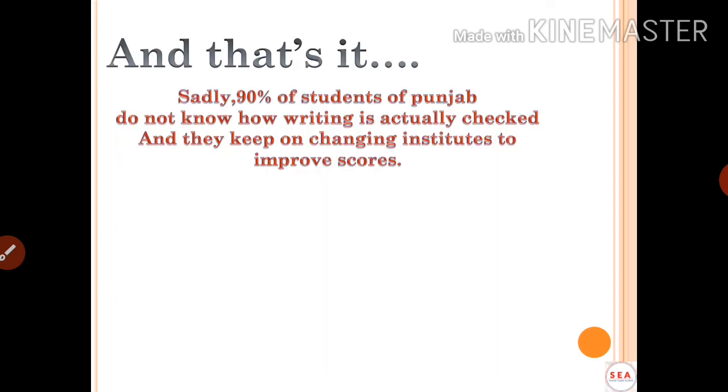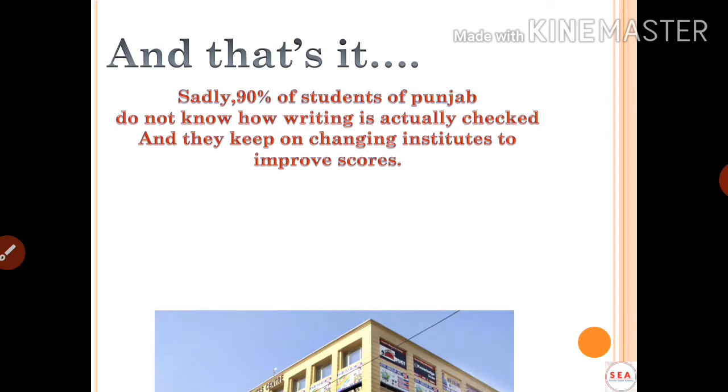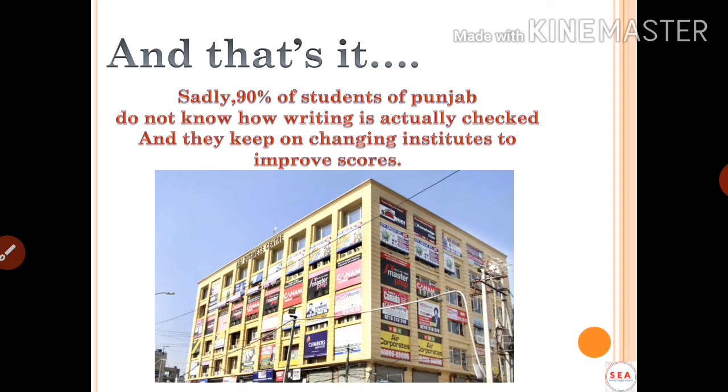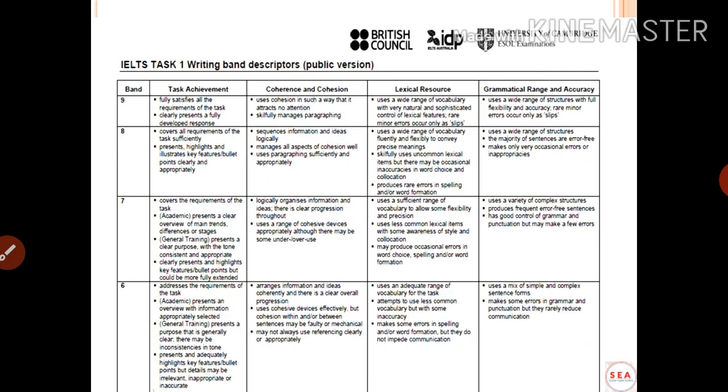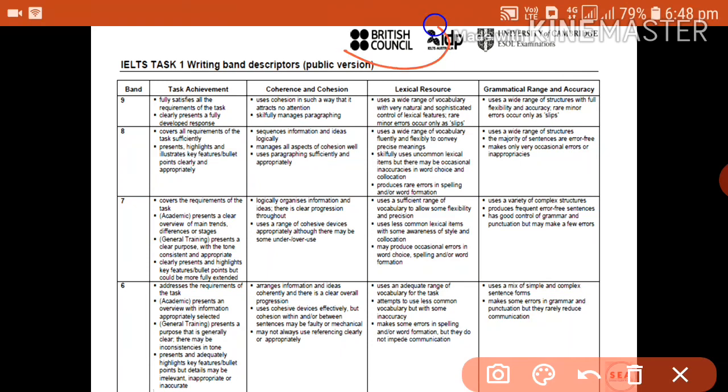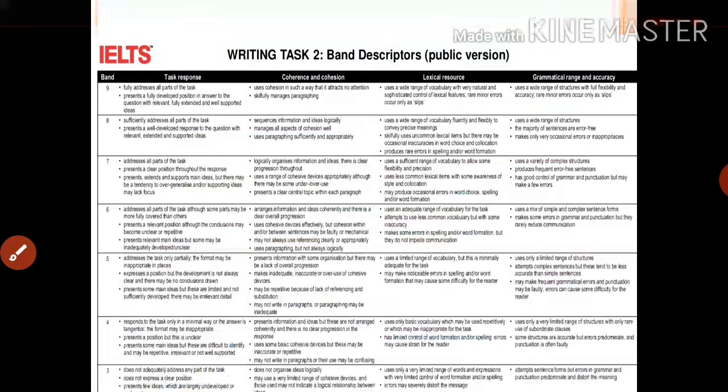And that's it. Sadly, 90% of students do not know how writing is actually checked, and they keep on changing institutes to improve scores. So what is the actual writing criteria? Here is the writing band descriptors, public version released officially by the British Council and IDP. This is for Task 1 and this is for Task 2.